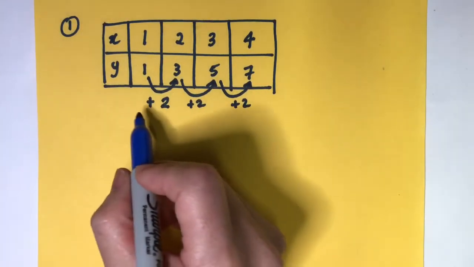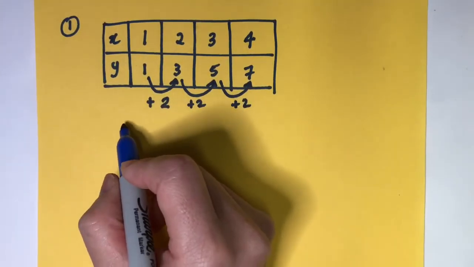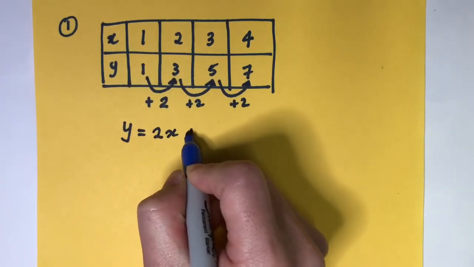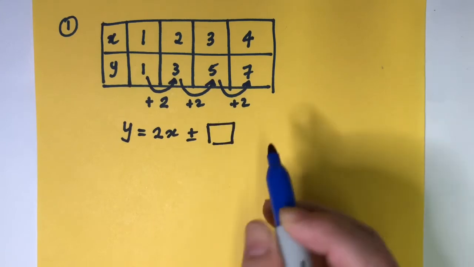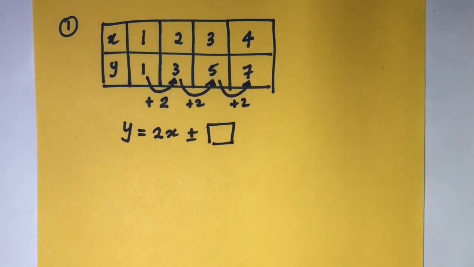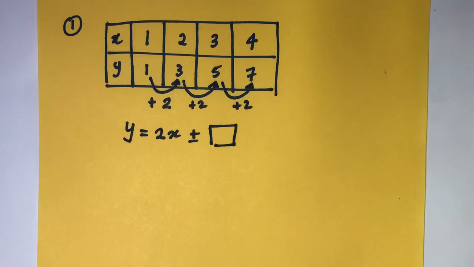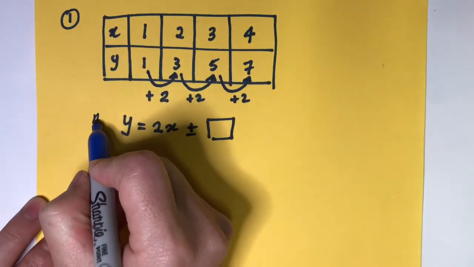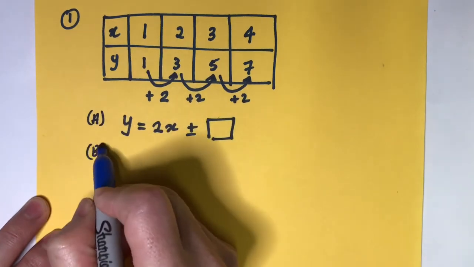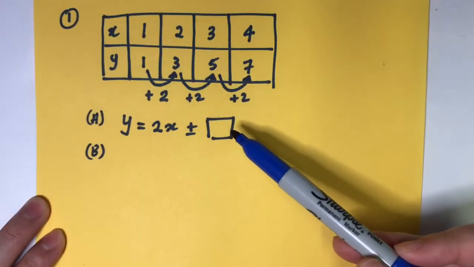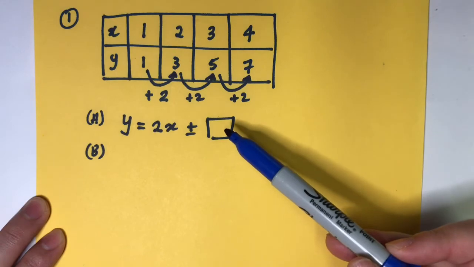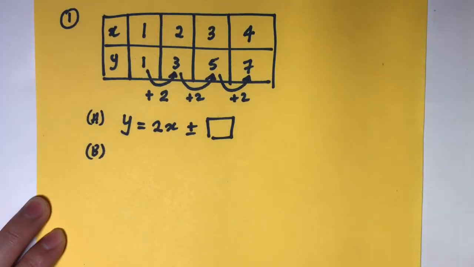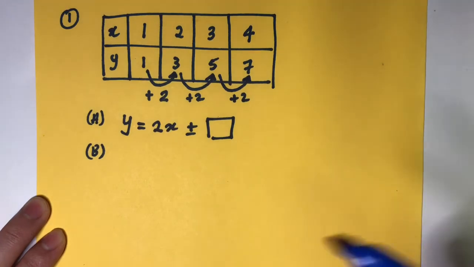Okay. So what this is actually saying is y equals 2x plus or minus something. So it's going up by 2, so it's sort of like it's doubling up. Okay, so that was my first step. The next step is how am I going to find the constant that goes in here? Well, I'm just going to use the first x value and y value. Just try it out.